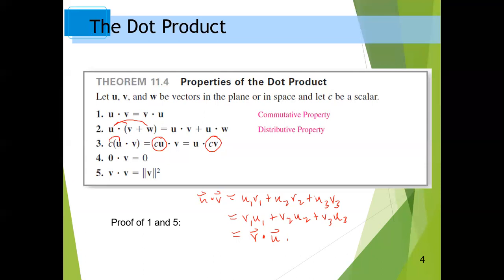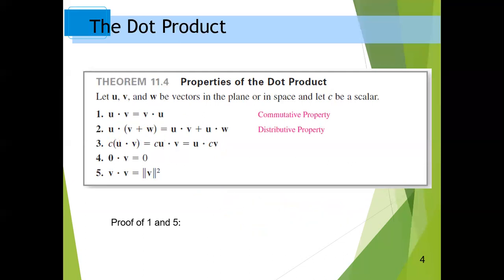We verified the first one. We just did down here. Yes. What about the fifth one? That if I dot a vector with itself, I should get the square of the length of the vector.